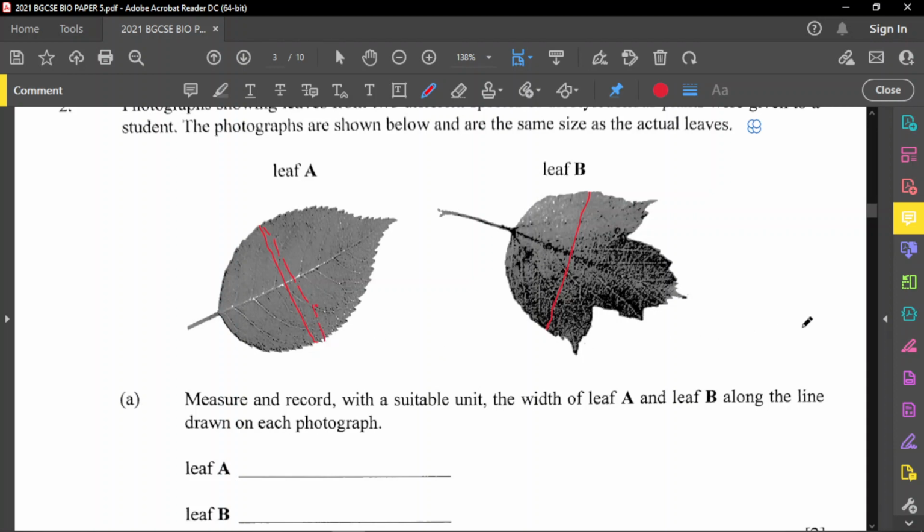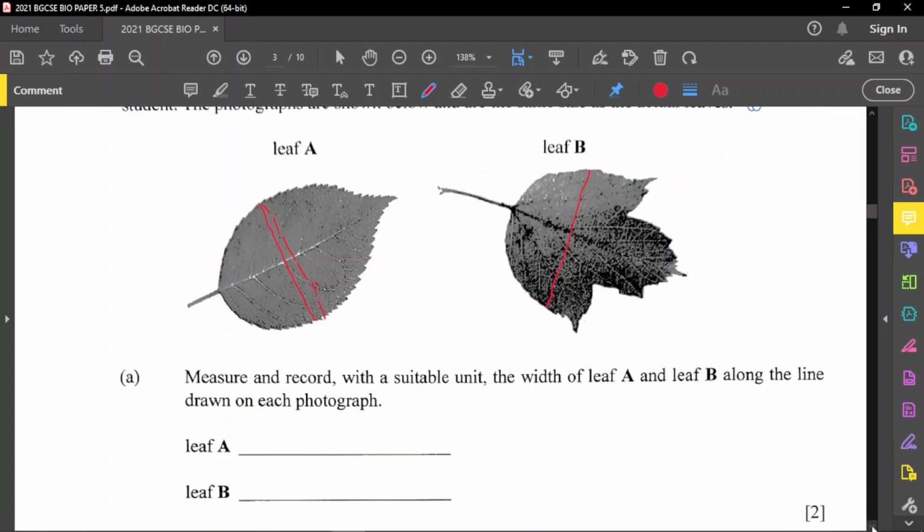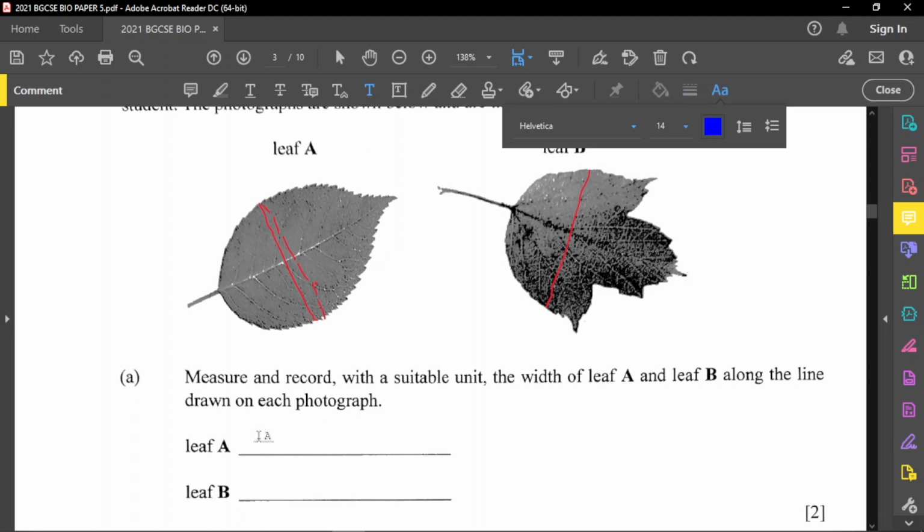All right, so here now it says you put the width. Based on measuring this, leaf A is approximately 3 centimeters. Remember, 3 centimeters would also be written as 30 millimeters. Why do I keep on saying ml? Millimeter. So you can use millimeter or centimeter, whichever one. And for leaf B, it is going to be 3.4 centimeters or 34 millimeters.